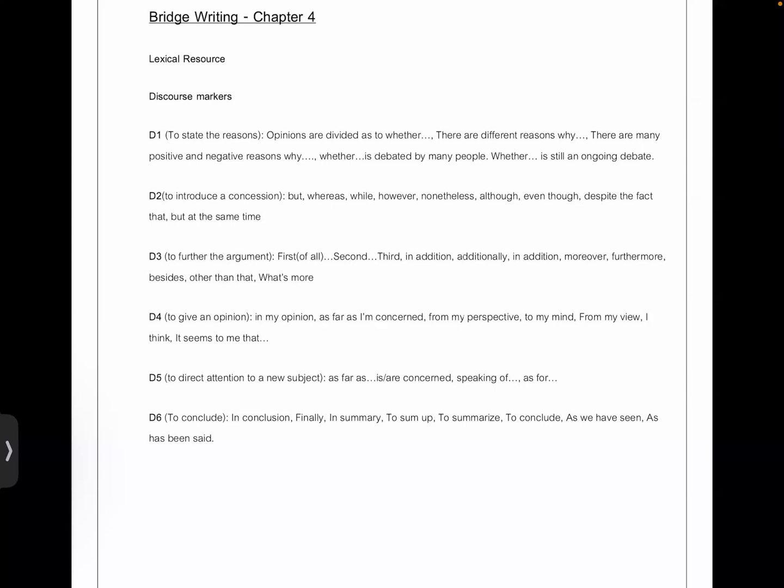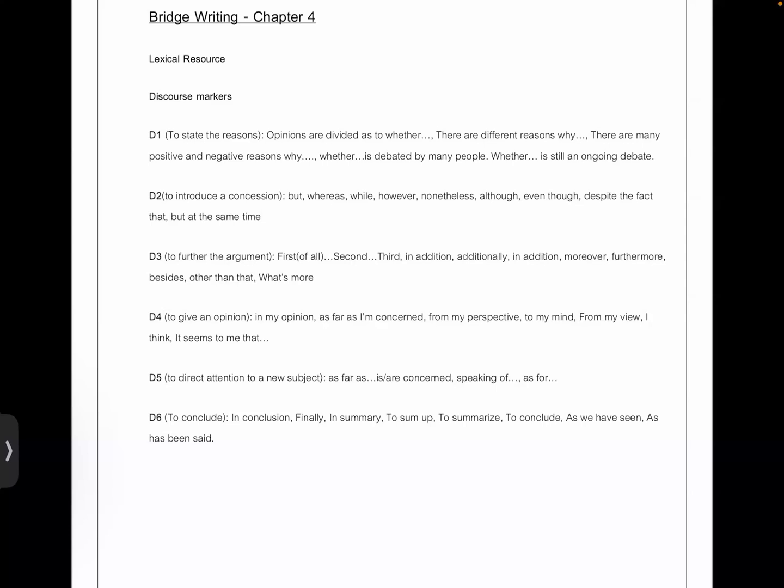Next, D2. D2 is used to introduce concession. So when you are about to have two statements that contradict each other, in between those two statements, you want to drop some of these expressions to indicate two opposite ideas or two opposite viewpoints. So we have but, whereas, while, however, nonetheless, although, even though, despite the fact that, and at the same time. So you can use them.